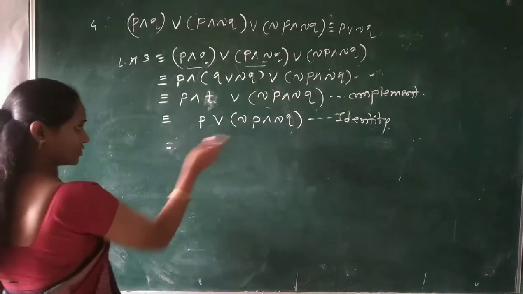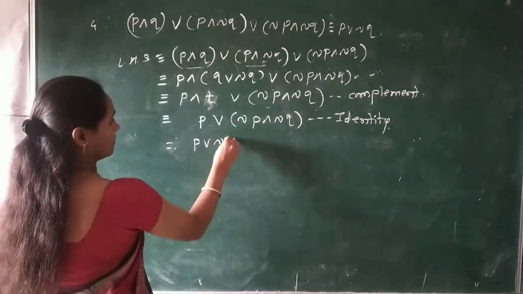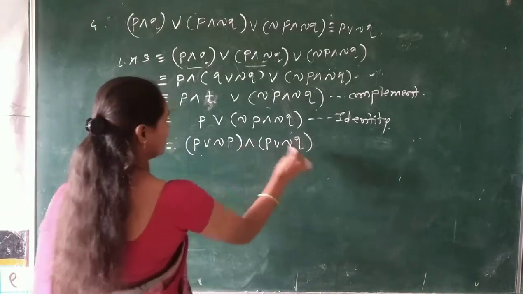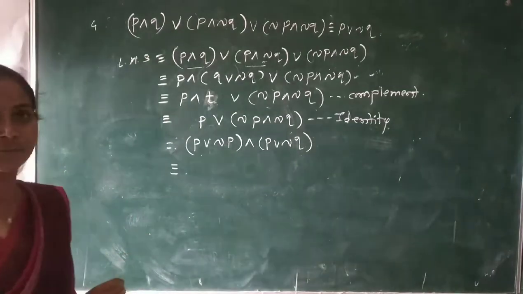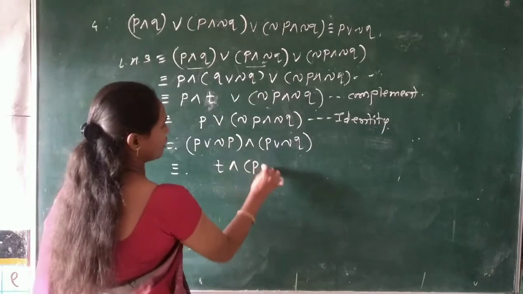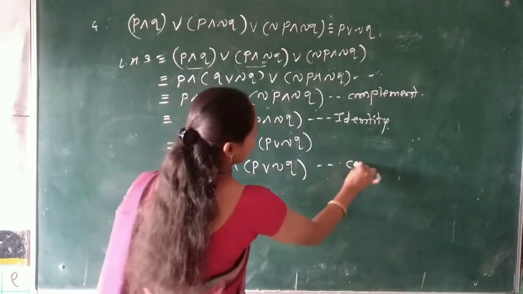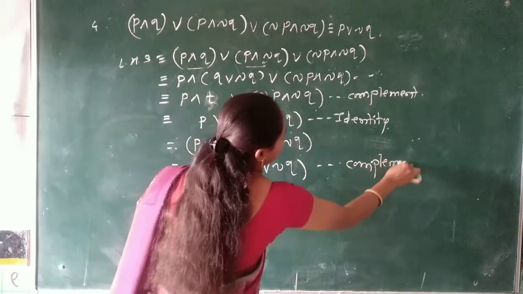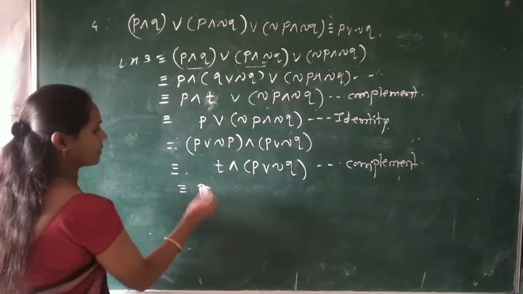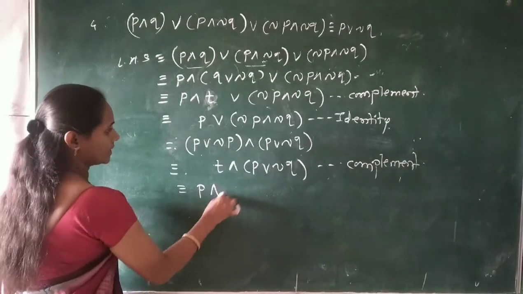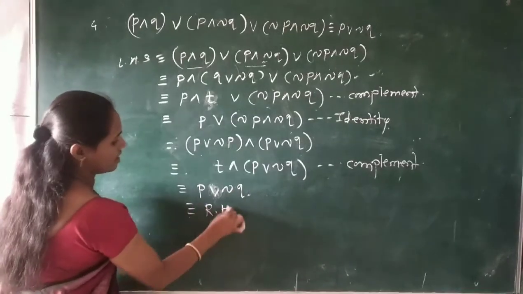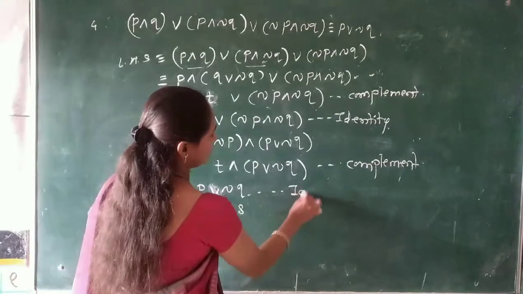And now again we distribute the term: (P or ¬P) and (P or ¬Q). So P or ¬P is T, and P or ¬Q, again by using complement laws. And now again T and P is P by using identity law. But instead of P, it is P or ¬Q, which is our RHS by using identity law.